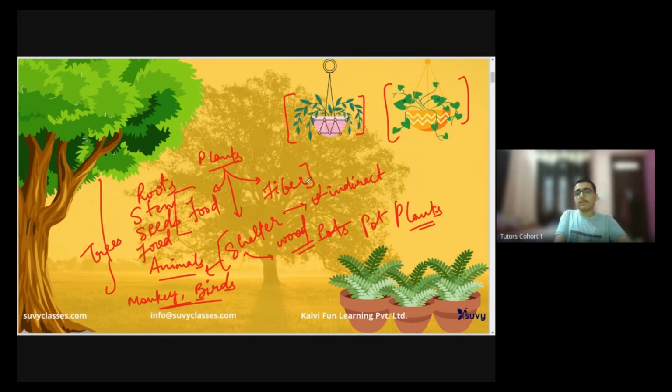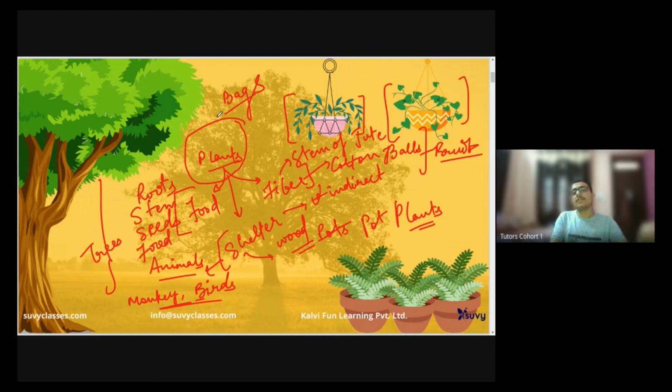Talking about fiber, we use cotton balls. That is nothing but the fruit of the plant. Cotton balls are nothing but fruit. So we are using the fruit of a plant as our cloth. Similarly, we are using the stem of jute. Jute is very important in making bags. So plants play a very major role, and that's the reason why we are studying some more concepts about plants today.